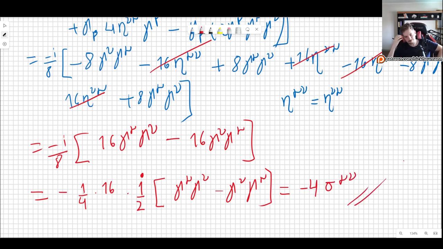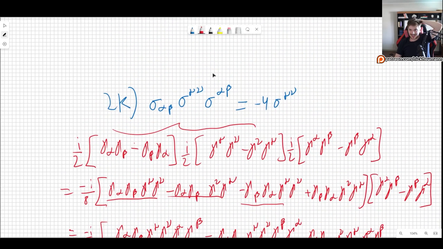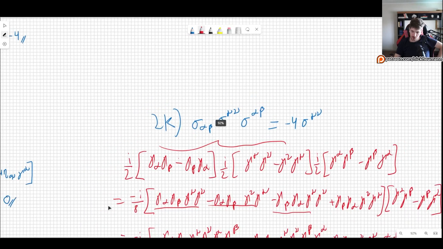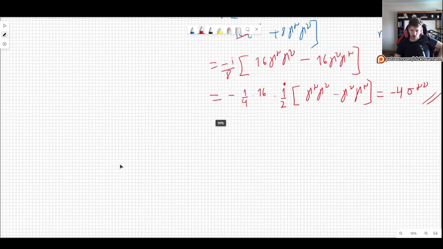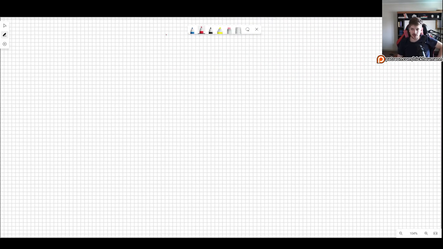Okay, this was a long one, but we did it. We have now shown what we wanted to show: when you have a sandwich of sigma alpha beta of the same index and another one in the middle, you get the one in the middle times minus 4. And you can see why these are useful, because they come into play sometimes when you're calculating more complex situations. So it is nice to skip a few steps.